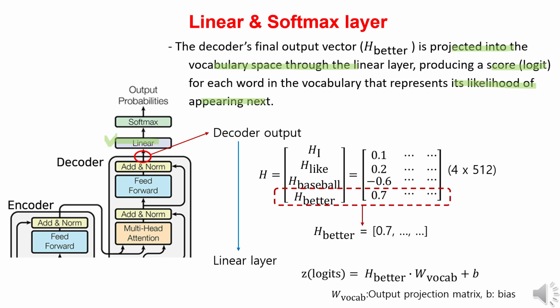As shown in this example, the vector H better represents the output vector of the last token from the decoder. A linear transformation is applied to this vector to compute the next word candidate scores, or logits, for each word. Here, W vocabulary denotes the weight matrix that projects the decoder output vector into the vocabulary space, and B represents the bias term associated with each word.